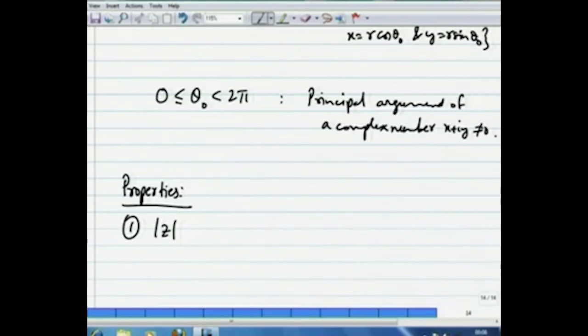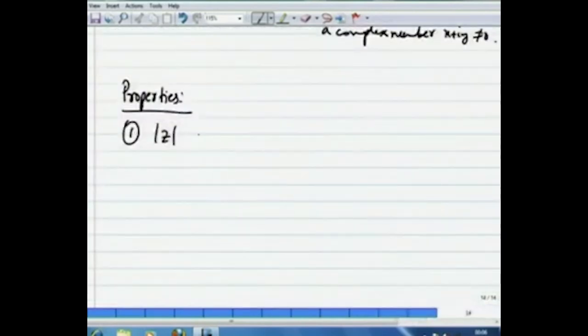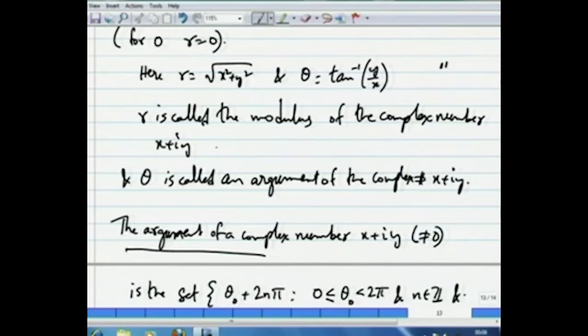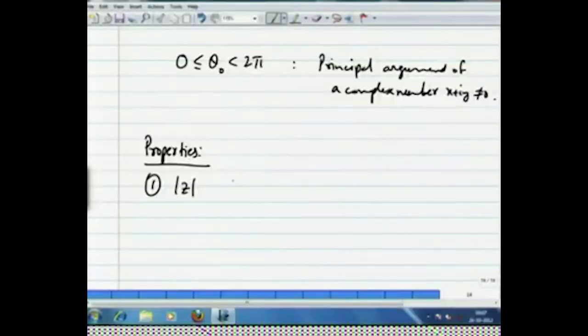The modulus of z has a geometric meaning, it is the distance of the point a comma b or x comma y from the origin. So, r is called the modulus of the complex number z equals x plus i y, and is denoted by mod z. It reminds the viewer of the absolute value of a real number, and it tallies with the notion of an absolute value of a real number. So, by abuse of terminology, I might sometimes say absolute value of z instead of modulus of z. By that I mean the modulus of z. And then the modulus of z satisfies the following properties.